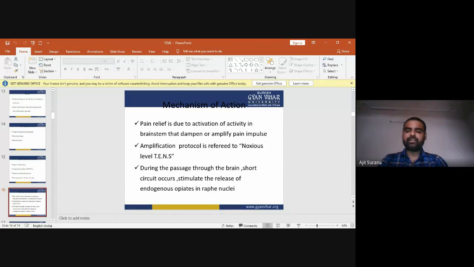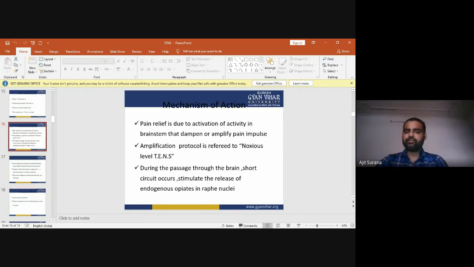The short circuit stimulates the release of endogenous opioids in the raphe nuclei. So this is the mechanism of action of brief TENS.